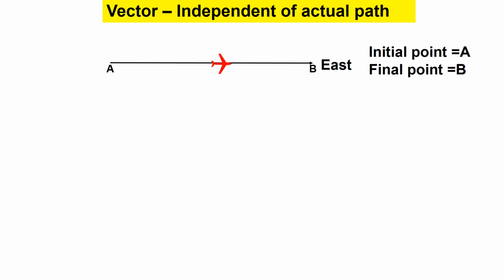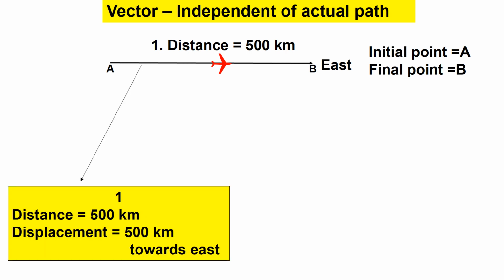An important thing about vectors is that they don't depend on actual paths taken. A straight line segment directing from the starting point to the ending point is all that is necessary. Let us take a flight from point A to B towards east. Here, A is the initial point and B is the final point. Let us take a look at two scenarios. In the first scenario, the flight goes from A to B directly and covers 500 km. In this case, the distance is 500 km and the displacement is 500 km towards east.